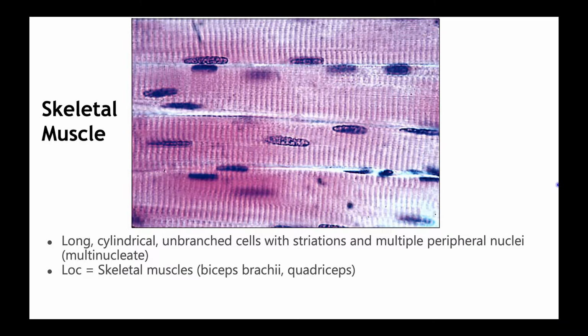We're going to learn all kinds of different skeletal muscles. You can see a couple of examples here, biceps brachii or quadriceps. These ones are probably pretty familiar to you. And they are responsible for voluntary contractions.